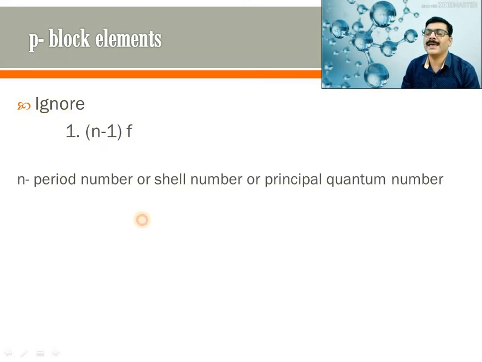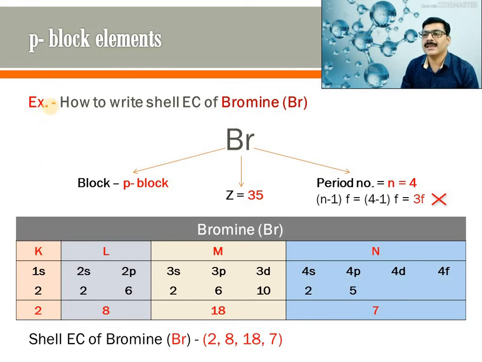Just for example, here is how to write the cell electronic configuration of bromine. And friends, bromine is a p block element. Then what is its atomic number?